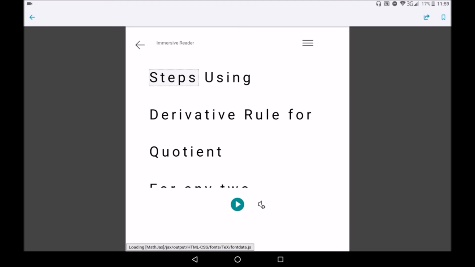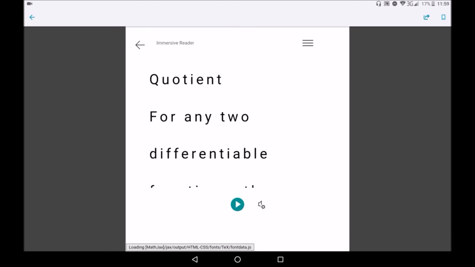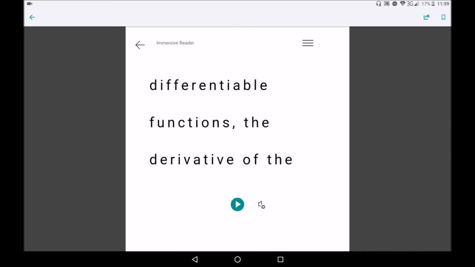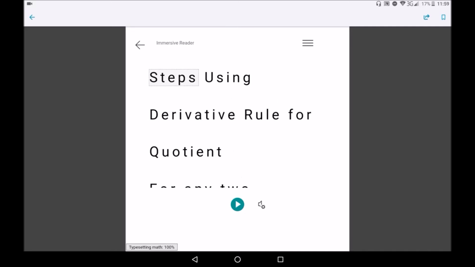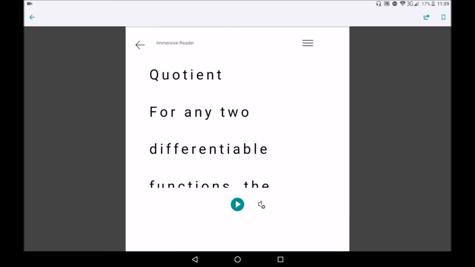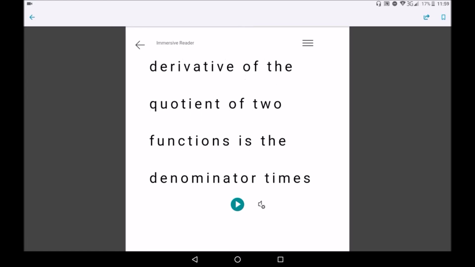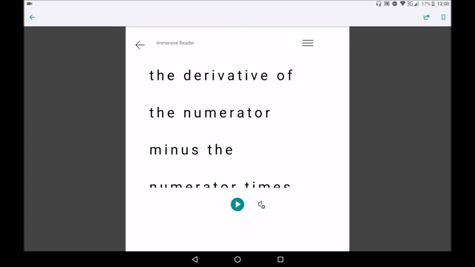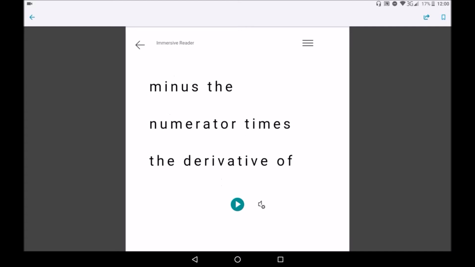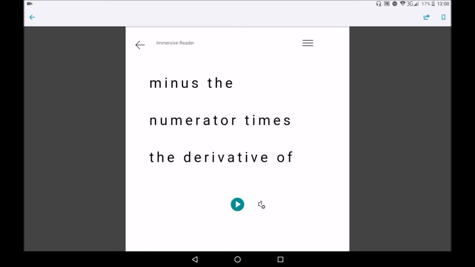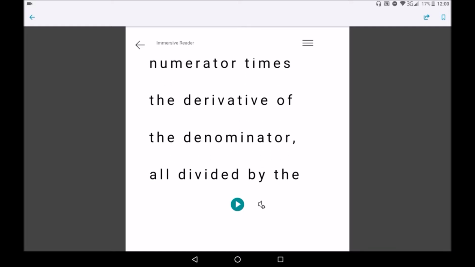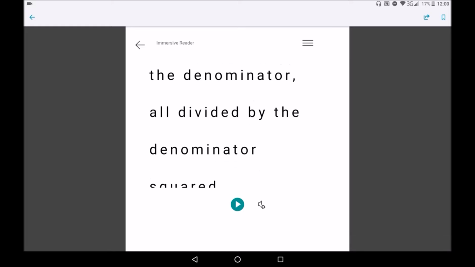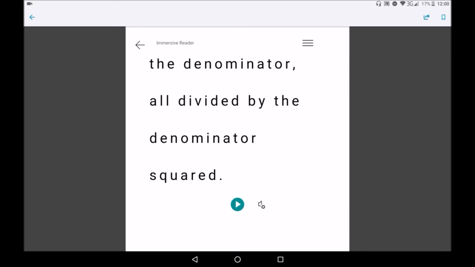So using the derivative rule for quotients, for any two differentiable functions, the derivative of the quotient of the two functions is the denominator times the derivative of the numerator, minus the numerator times the derivative of the denominator. All that divided by the denominator squared.